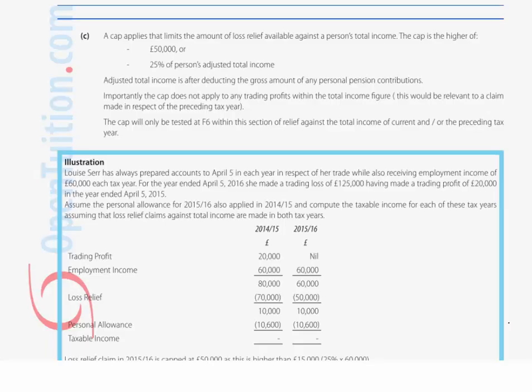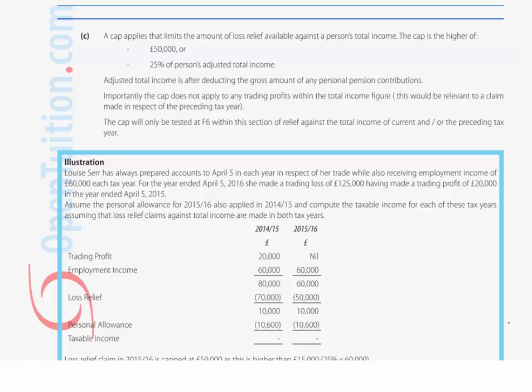Okay, there's just one further issue we need to consider in dealing with loss reliefs made in the current tax year and/or the preceding tax year. You may or may not recall, back in the previous session when we first got introduced to these reliefs, that we mentioned a cap, a maximum limit, would apply to how much loss could be used against total income in either the current or the preceding tax year. Let's now look at the detail of this.